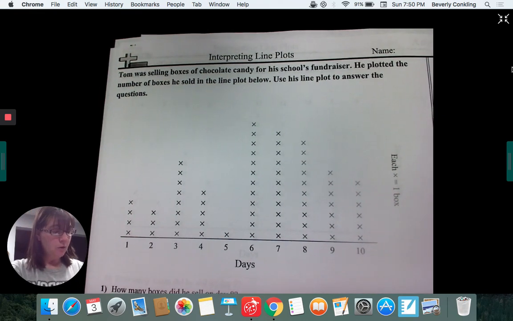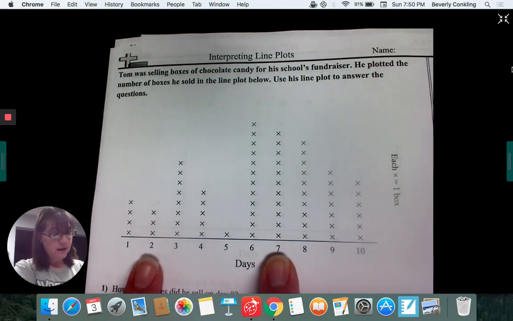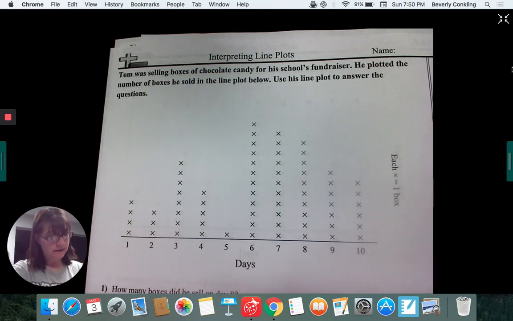Did he sell more boxes on day 7 or day 2? I don't even have to count the X's for this. I find day 7 and I find day 2, and when I compare them, I can easily see that he sold more boxes on day 7 than day 2 because there's more X's.